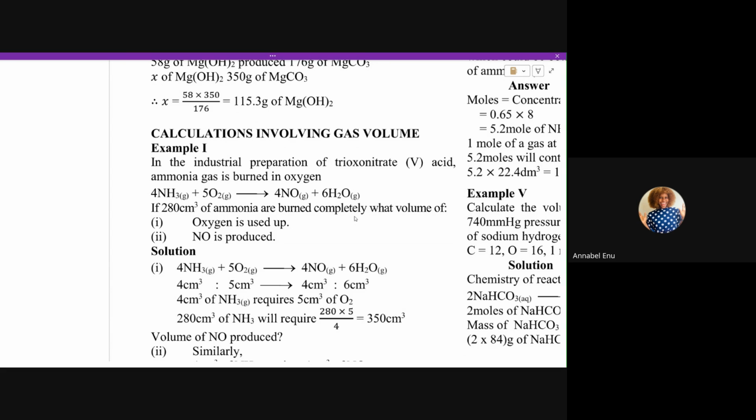Now, if 280 centimeters cube of ammonia are burned completely, what volume of oxygen is used up? And then what volume of nitrogen oxide is produced? This time around we are dealing with volume. Remember the formula I gave for volume. Someone should tell us, from the last class. Who remembers?